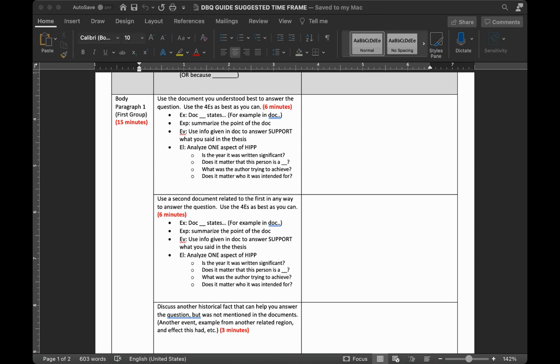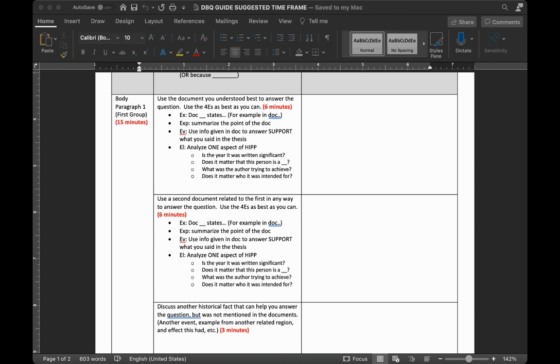So give me the example of what the document states. Summarize the point of the document, right? How does it relate to the prompt? Use information given in the document to support what you said in your thesis, to prove what you said in your thesis. And then give a HIPPO analysis.